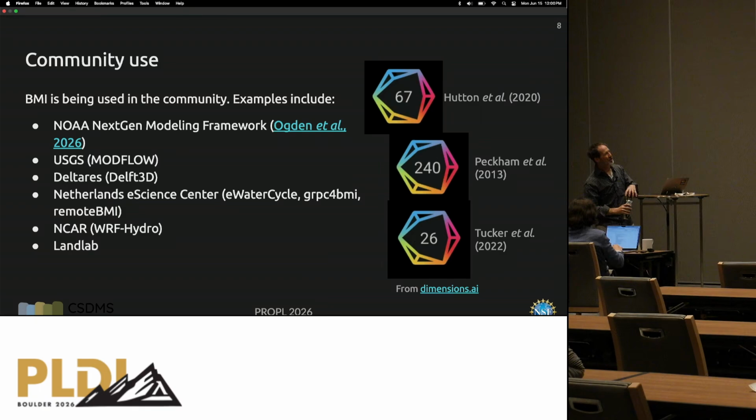So I just want to show, I went to dimensions.ai to get the latest counts of references. The Hutton et al., that's the recent BMI paper. The Peckham et al. papers, where the concept of BMI and actually CSDMS were introduced, so it's been around a little longer. And then Tucker et al., like a kind of review of CSDMS. It's a little more recent.